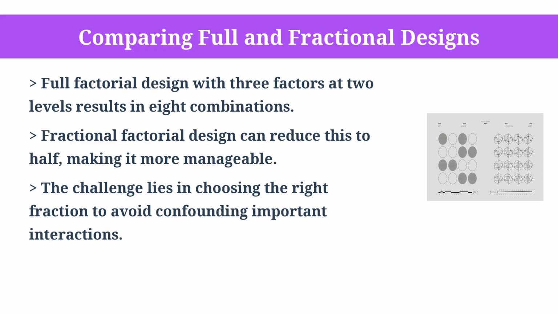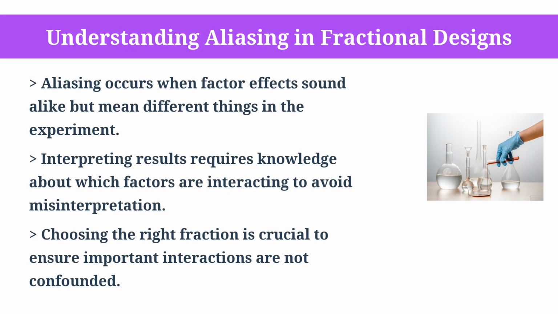Let's break it down. In a full factorial design, if we have 3 factors each with 2 levels, that gives us 8 combinations to test. But with fractional factorial design, we can reduce this number while still capturing the most important information about how these factors interact. For instance, we might choose only half of those combinations, making our job much easier.